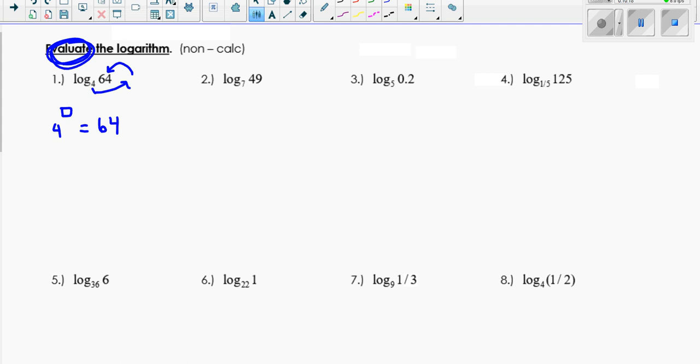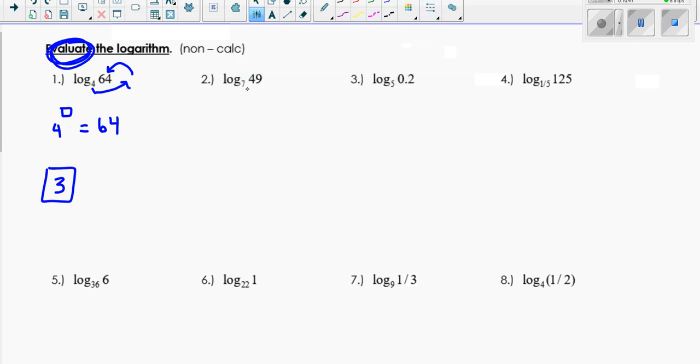Okay? So back to this problem. 4 to the something power equals 64. Well, that would be 3. So by rewriting the log using my rewriting rules, I just figured out that log base 4 of 64 is the same thing as 3. Okay? Notice that I didn't say x equals because it's not an equation. All right, next one.